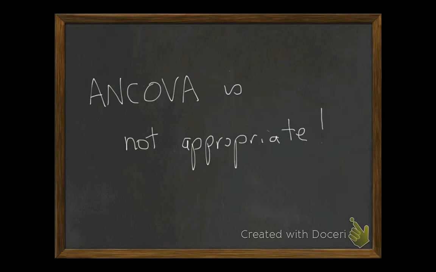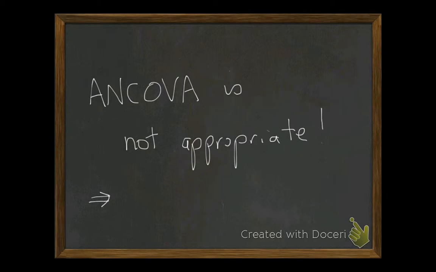So I would say the ANCOVA is not appropriate, and we've just violated too many assumptions. And again, the assumption of normality doesn't bother me as much, and the homogeneity of variance doesn't bother me as much. But ANCOVA is just simply not appropriate when we violate the homogeneity of regression slopes.